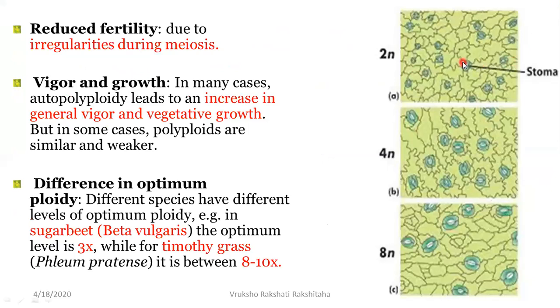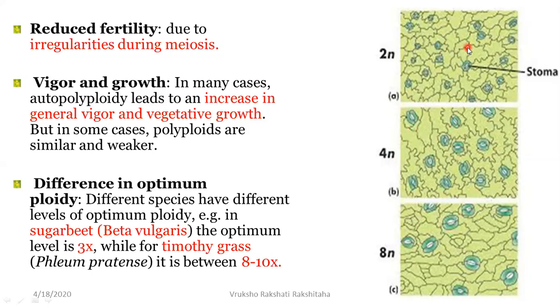So you can see in this pic, this is a 2N, the leaf surface of the diploid. Then the leaf surface of a tetraploid, showing tetraploid condition, and the leaf surface of the octoploid. So you can just compare the size of the stomata. You can see the guard cells are quite small and the stoma is smaller. Here the guard cells and the stoma are quite bigger, and in octoploid you can see that the guard cells are quite big, and the stoma, the opening, is also quite big.